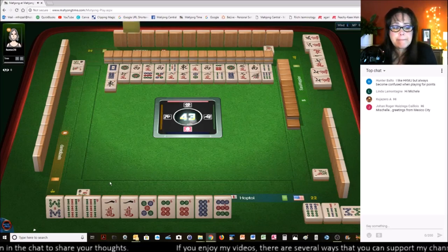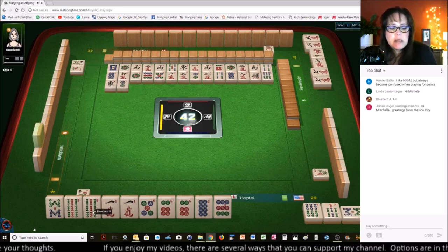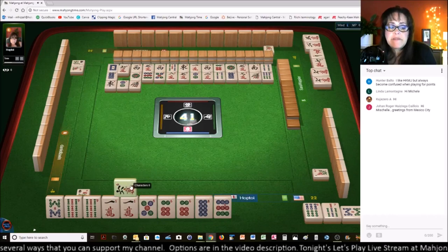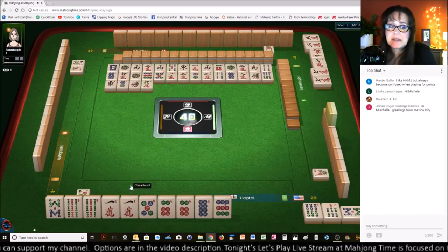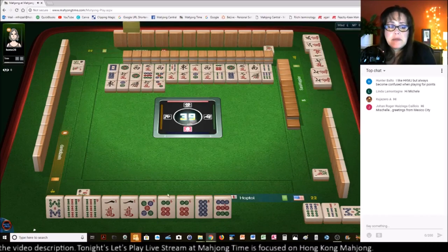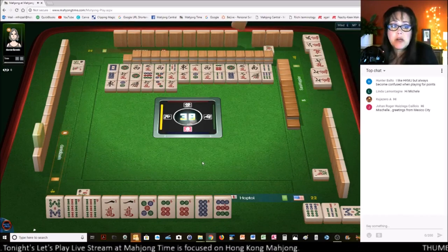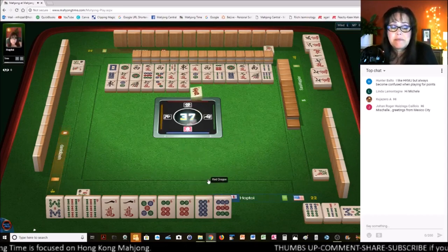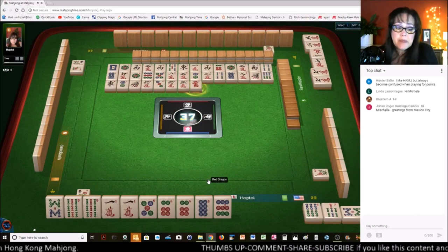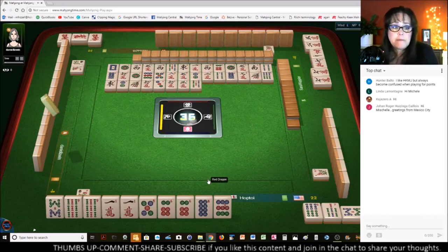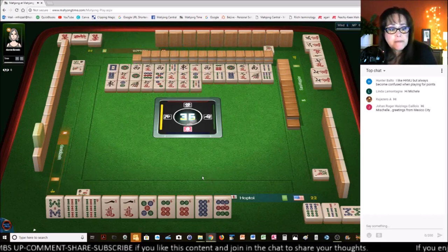East wind. So we need some chow tiles. 1 bamboo. Okay, that's 6. See, if I had kept that 5 crack, I would have been able to use that 6. So I really should have kept the 5. 3 dots. These are some of the things that I'm learning all the time. Mahjong really is a game that will take a lifetime to master. There are so many strategies, and it's very situational too. 5 bamboos. Keeps you on your toes.